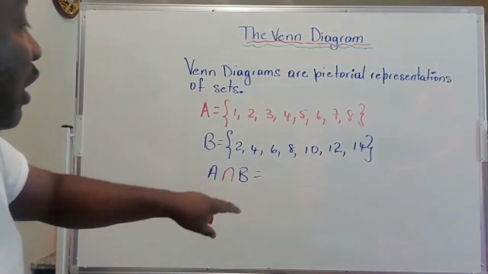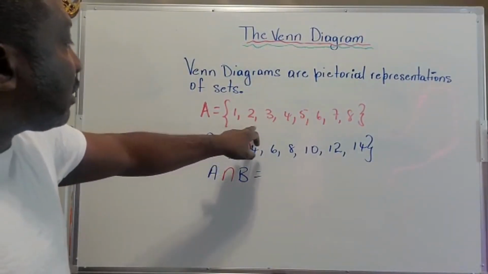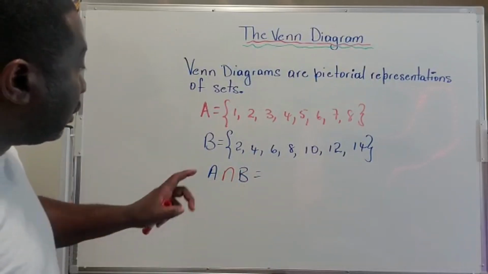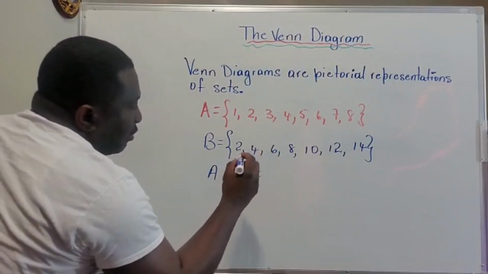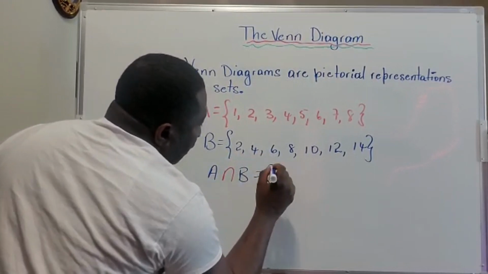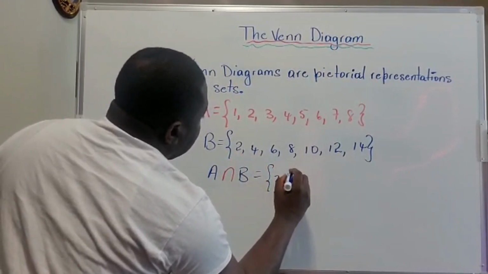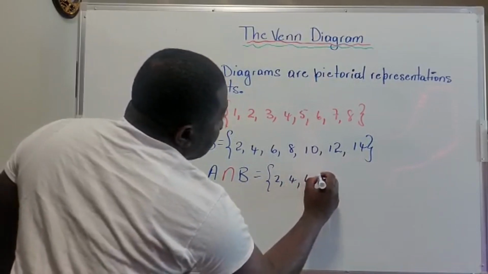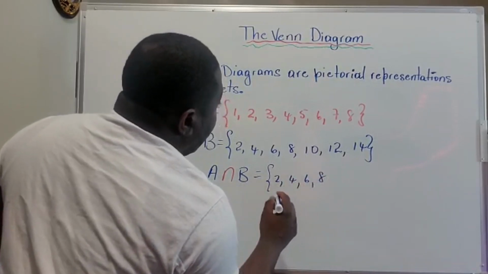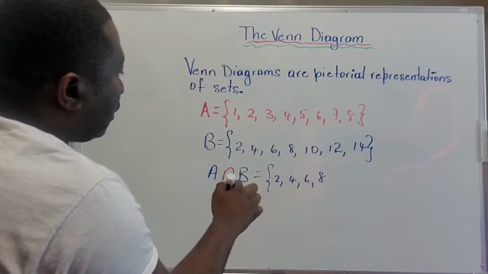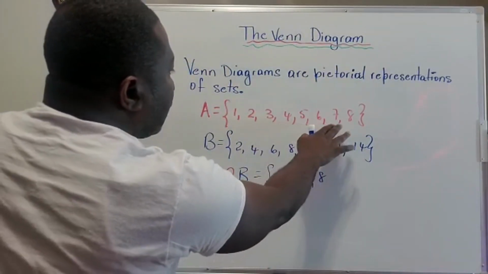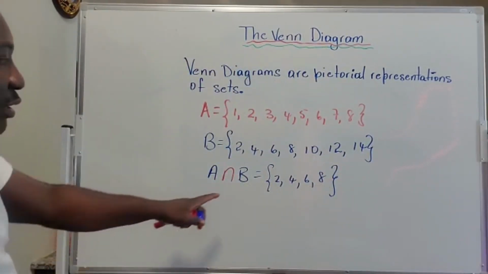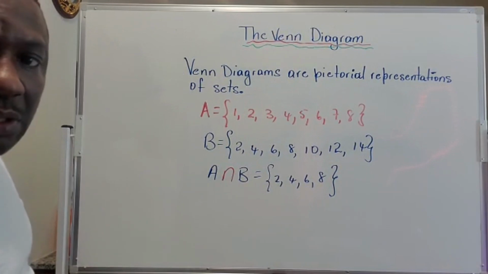So here we want to identify what elements are common to set A as well as common to set B. So from here we can see they are 2, 4, 6, 8. Are there any other elements common to both sets? 2, 4, 6, and 8. So these are the common elements in both sets.